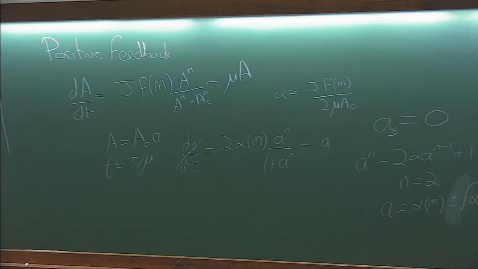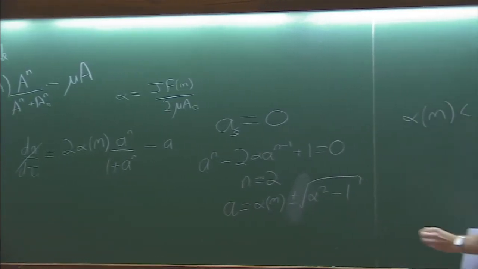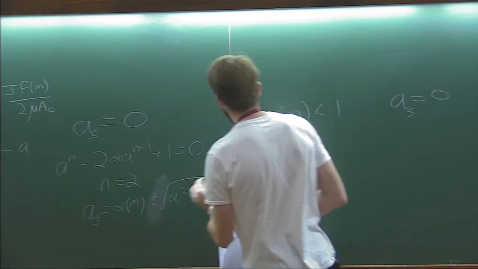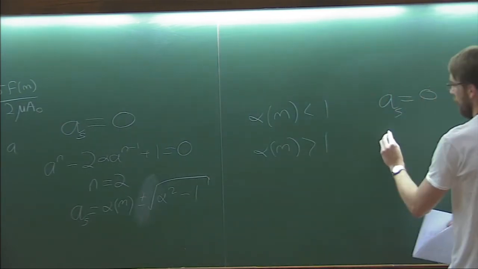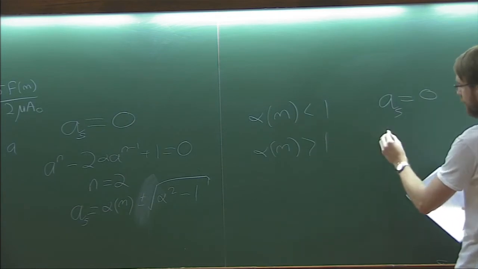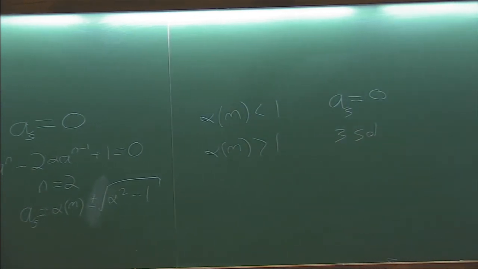But so you can see here that what this means is that we have a switch. If alpha m is less than 1, then the only real solution is A equals 0. If alpha m is greater than 1, then we can have 3 solutions. Sorry. Okay. So what does this look like?